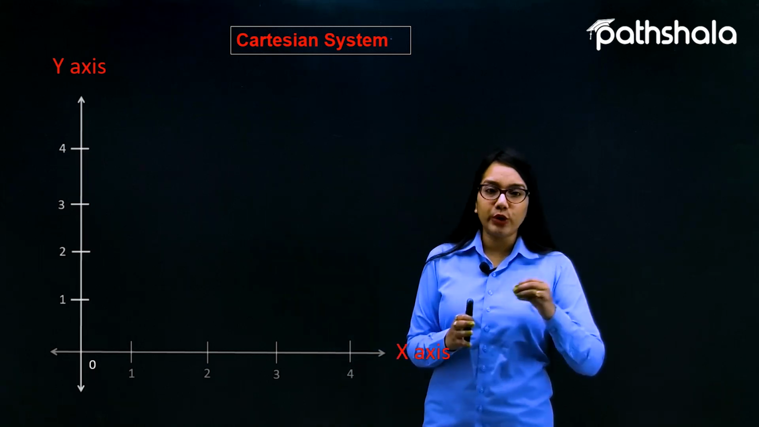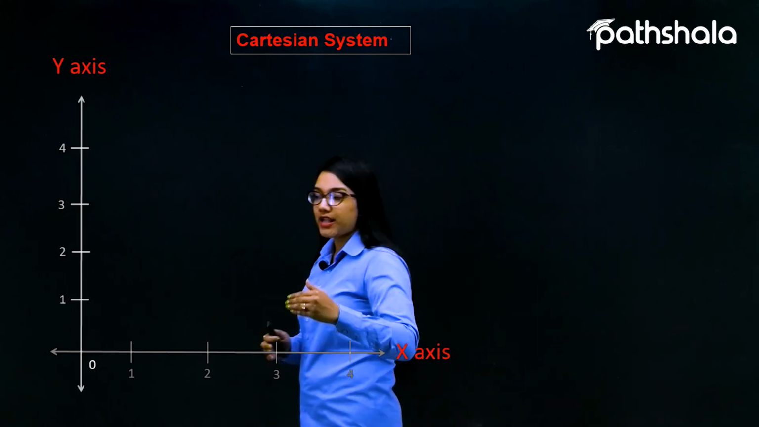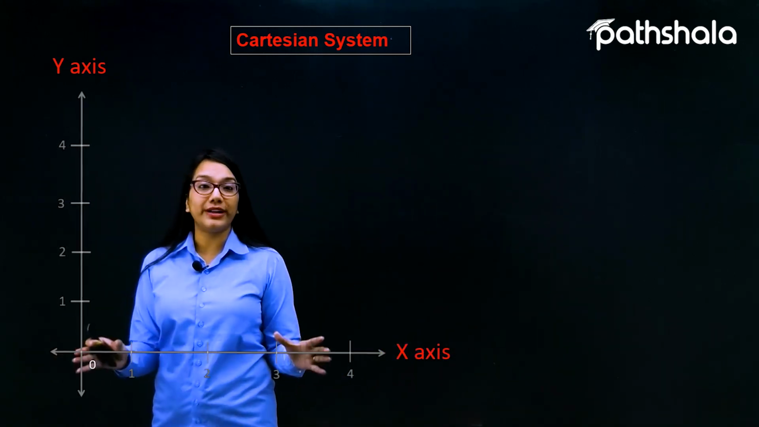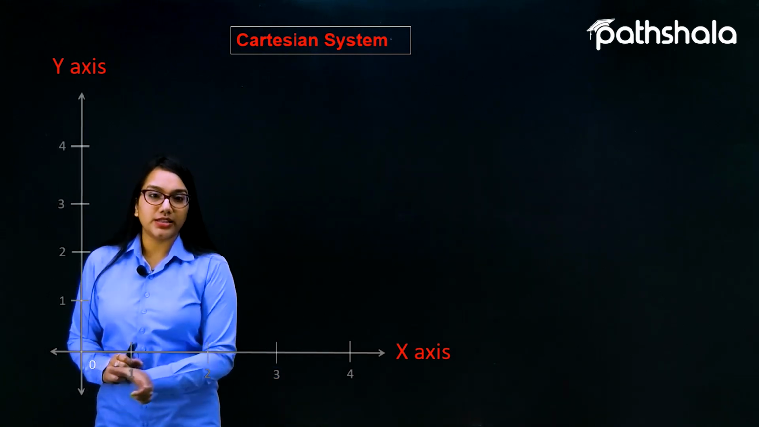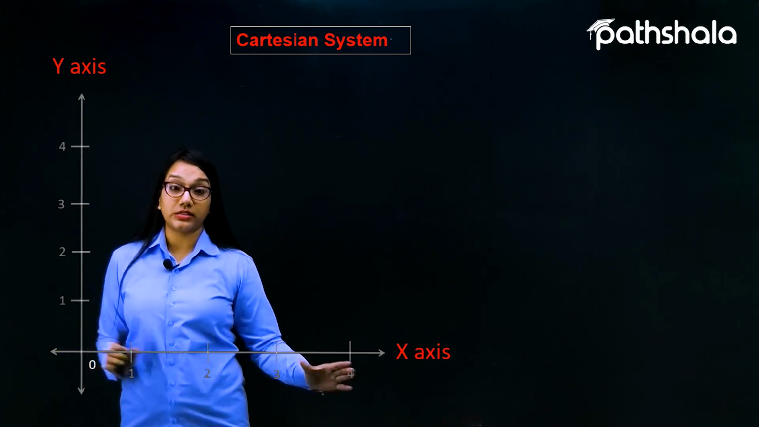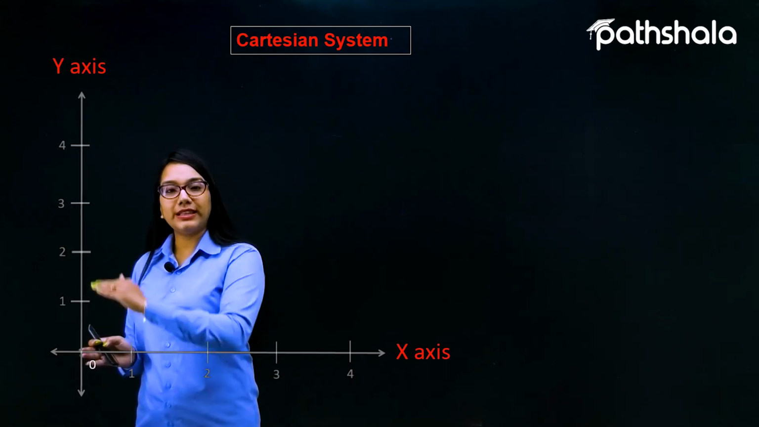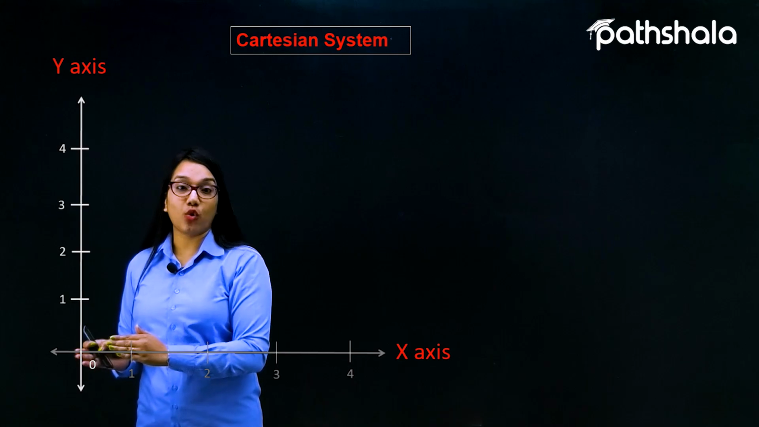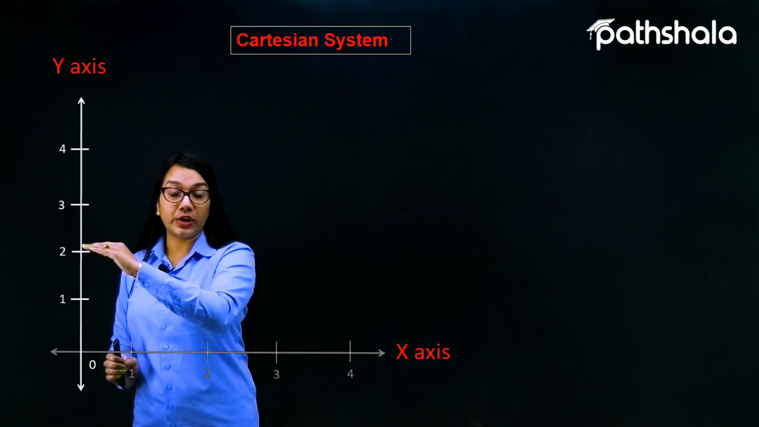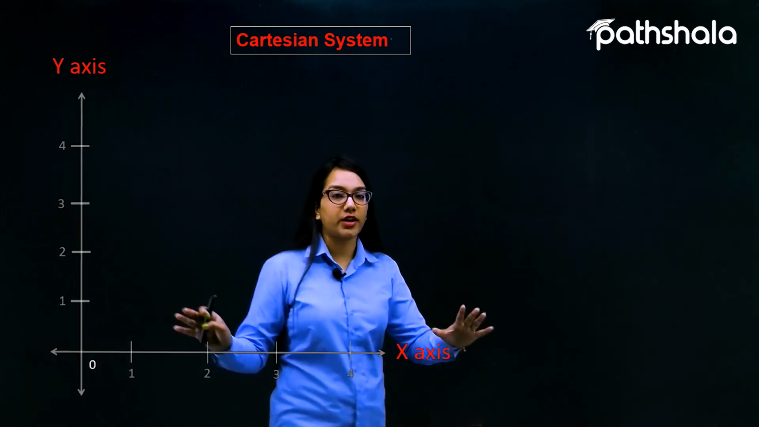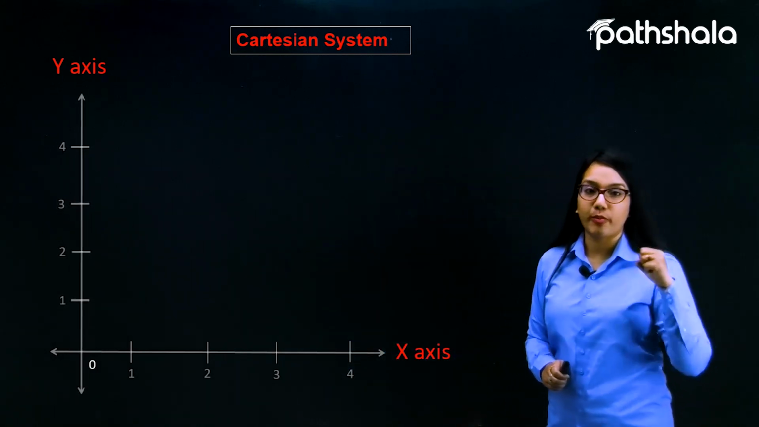Furthermore, we know about the number line, and both of these are number lines, and all these numbers are at a 1 unit distance from each other. We are all aware that this distance, or this distance, from 0 to 1, 1 to 2, 2 to 3, are all at an equal distance of 1 unit from each other. So this is all about the Cartesian system, a system which will definitely help us to locate the position of a point in a plane.